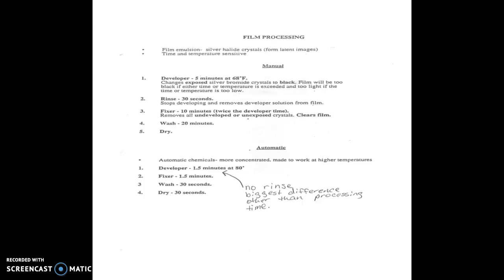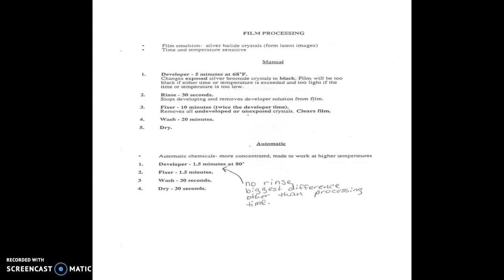For automatic, you'll notice the times are shorter, but the temperatures are also higher. So with automatic processing, you've got more concentrated chemicals that work at a higher temperature. So the developer is 1.5 minutes at 80 degrees Fahrenheit. There's no rinse in between; it goes through squeegees. So then you've got fixer for 1.5 minutes, a wash for 30 seconds. It goes through heated blowers for 30 seconds to dry it. So in a total of about 4.5 minutes, your film comes out ready to go from the automatic processor. But you'll need to know those times and temperatures for exams and the order.